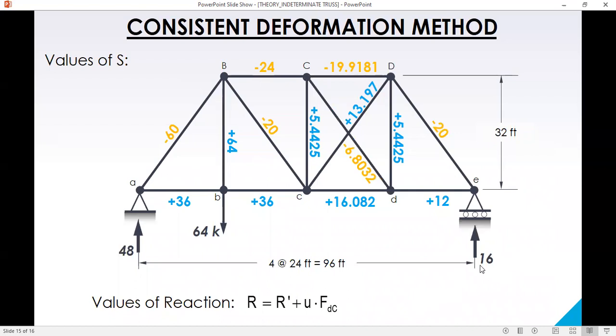Okay, so I hope you have learned something from this video. You can try member CD as the redundant. And you will get this one. Being the redundant, positive 13.197.